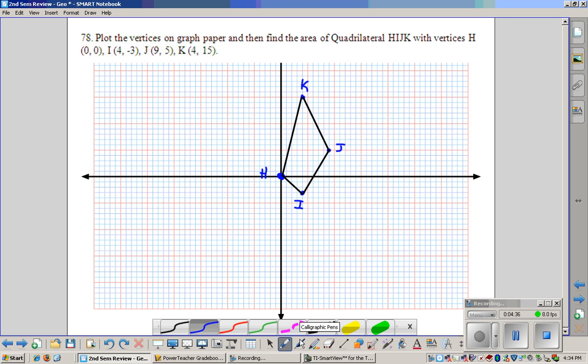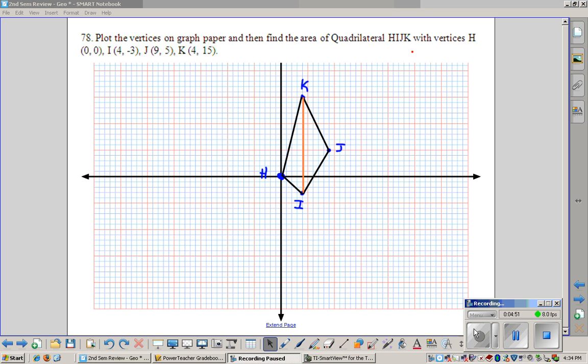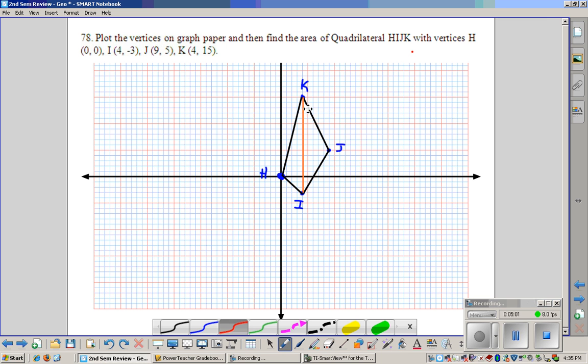Okay, now we're on to this problem, which I think is kind of difficult to do without the graph paper. So it does tell you to plot it. I think one of the easier things to try to do here is to take this shape and cut it right down the middle here, creating 2 triangles. Now, to find the area of this weird shape, we've cut it, creating 2 triangles, and we're going to look for the base, which will be this distance from here all the way down there.